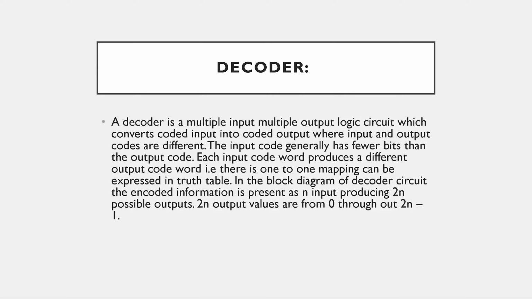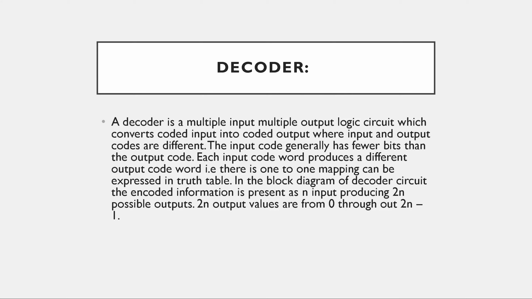Decoder. A decoder is a multiple input, multiple output logic circuit which converts coded input into coded output, where input and output codes are different. The input code generally has fewer bits than the output code. Each input code word produces a different output word. That is, there is a one-to-one mapping which can be expressed in a truth table.